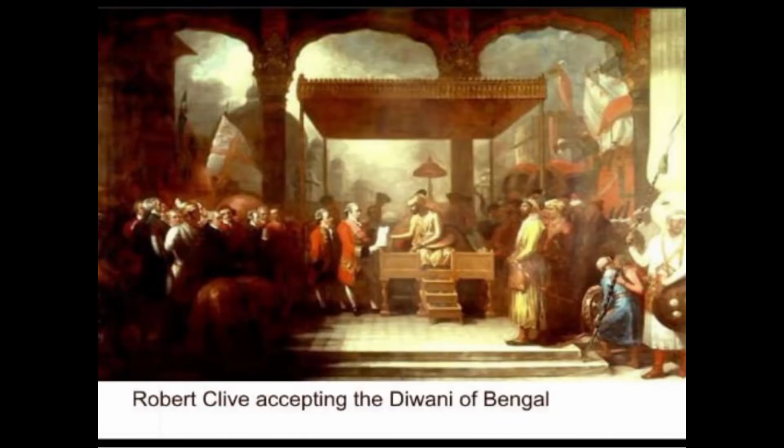We have studied in Chapter 2 how the company entered our country, and slowly, phase by phase, systematically they converted their land of trade into a land of territory. They have been expanding, and now the company has accepted the right of Diwani, that is, the right to collect the tax from Bengal.